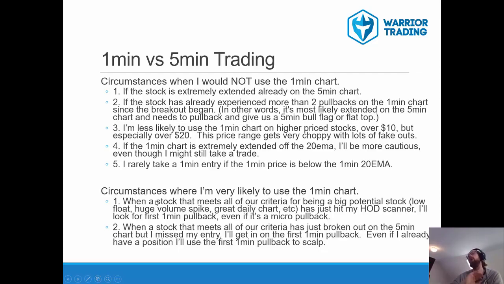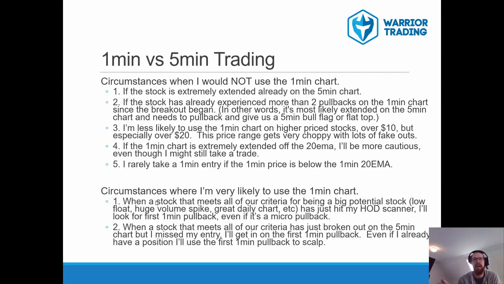When a stock meets all of our criteria for being a stock with big potential, low float, huge volume spike, great daily chart, etc., and it has just hit my high day scanner, I may look for the first 1-minute pullback, even if it's a very small micro pullback, simply because it's such a strong stock. And if I wait for the first 5-minute pullback, by that time I might miss a good portion of the move. So that's when I'll look for a 1-minute bull flag instead.